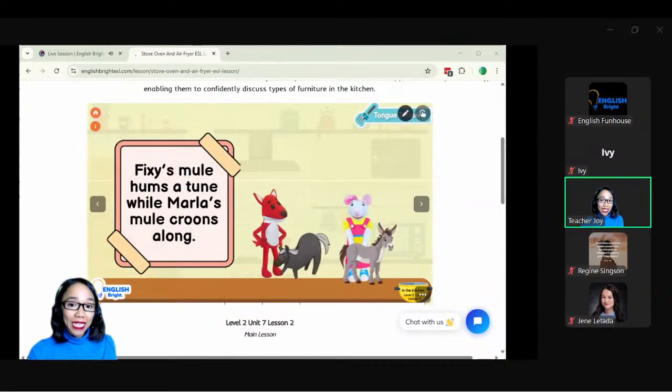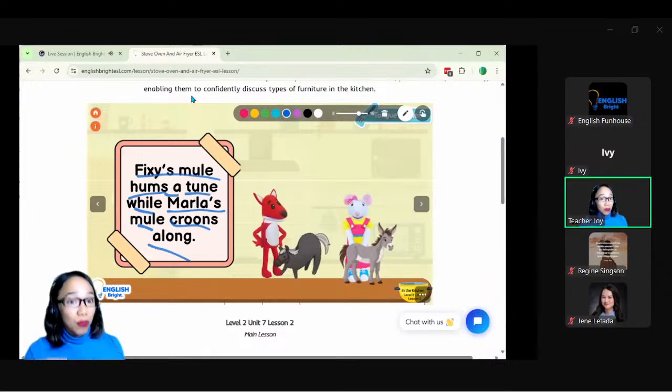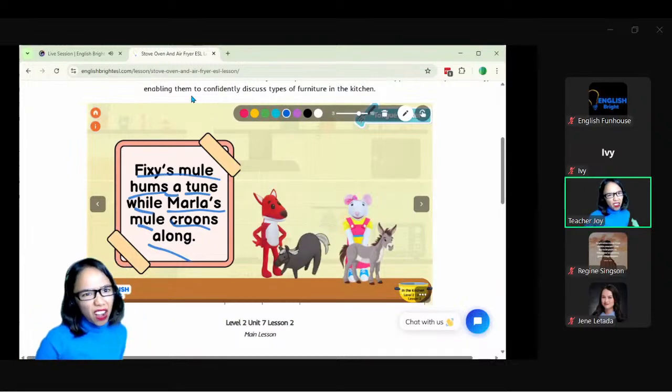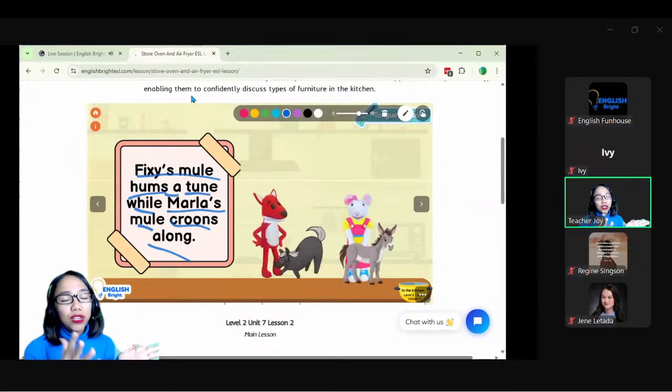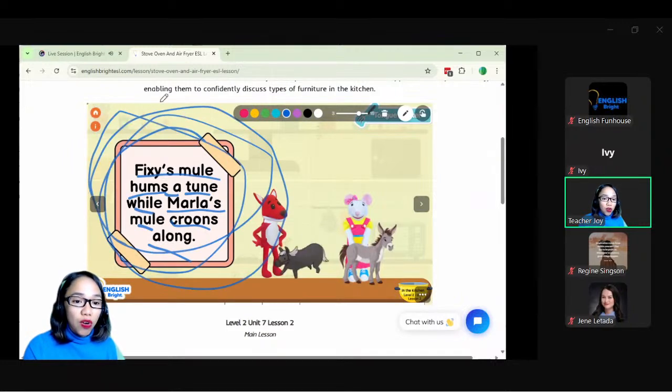So I say, let's read it in a normal manner. So I model it. "Fixie's mule hums a tune while Marla's mule croons along." And then they would do it, and then you can read it a little faster. If they are shy and they're not really thinking that this is fun, you can just move on and don't have them repeat it. But if you know your student and you know that they're silly, you can have them say this over and over again and really, really fast, and they would love it. Yeah. So those are things I do with my students with pronunciation.